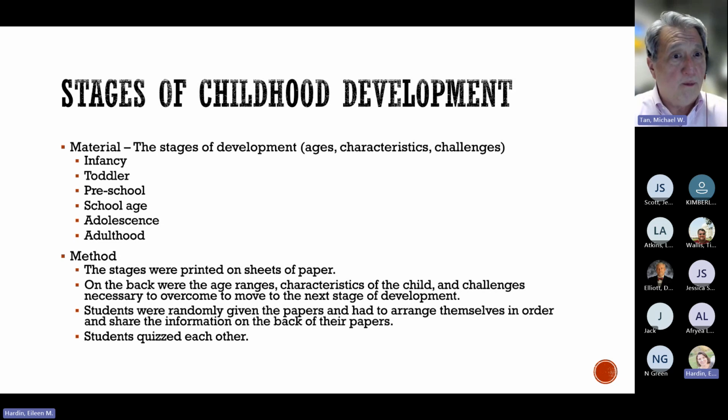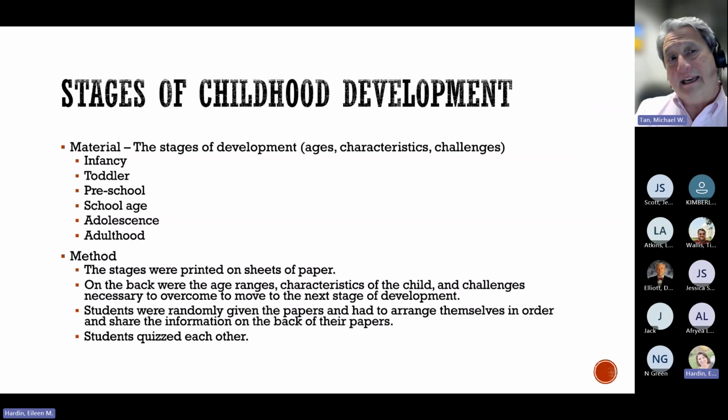Each student took one of the pieces of paper, and I said, okay, look at the paper you have, look at each other's. What's the order they have to go into? And they had to sort themselves in order and then tell each other about each of the stages of development. And then as a review exercise, I put all the sheets of paper onto a table, and I shuffled them all up and made the class work together to put them in order.